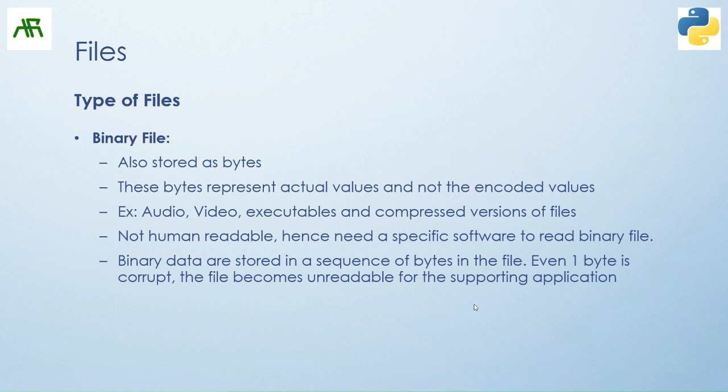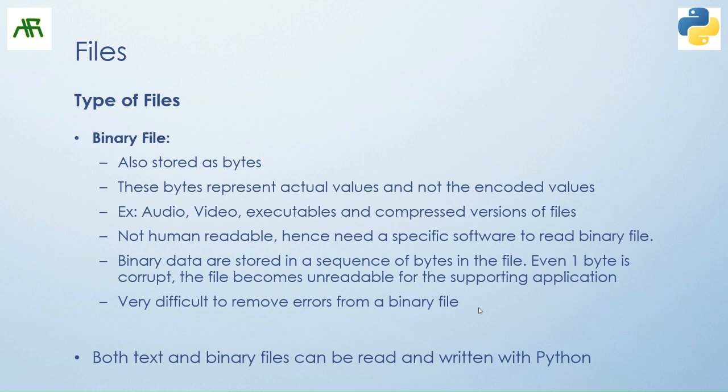So we have to be very careful with how we deal with binary data files, and it's very difficult to remove those errors from the binary file. In the case of a text file, we realize that there is something wrong with the data. Say I'm using that in processing something else and I find something wrong, I can come back and change it. But identifying the error in the binary file itself is a problem, let alone removing the errors. Both text and binary files can be read and written with the Python language. So we'll see how to do that.